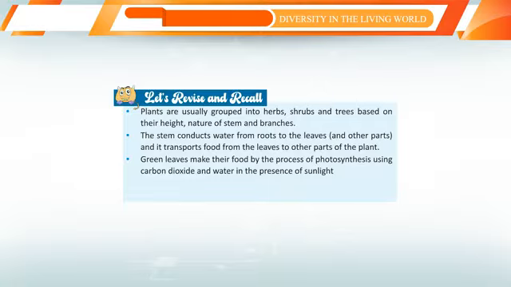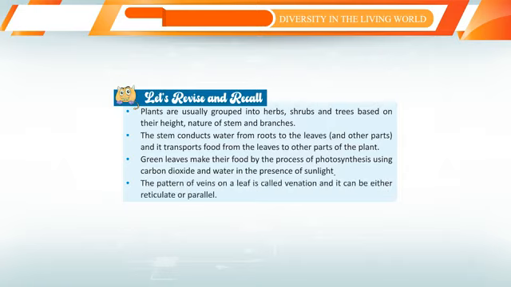Green leaves make their food by the process of photosynthesis, using carbon dioxide and water in the presence of sunlight. The pattern of veins on a leaf is called venation, and it can be either reticulate or parallel.